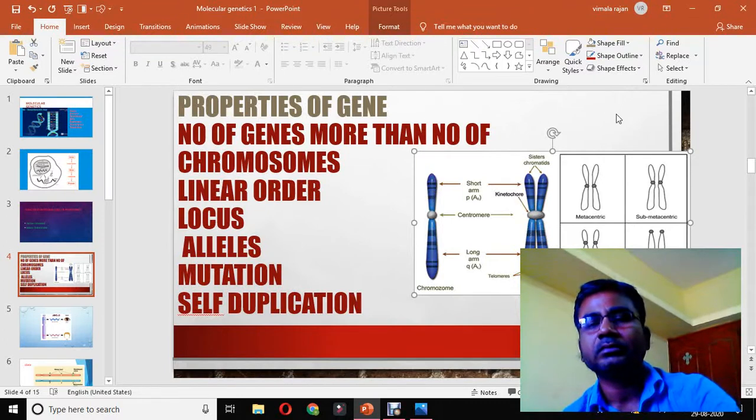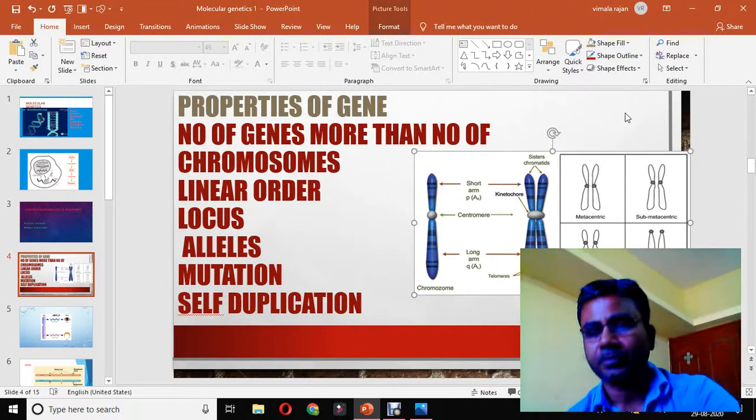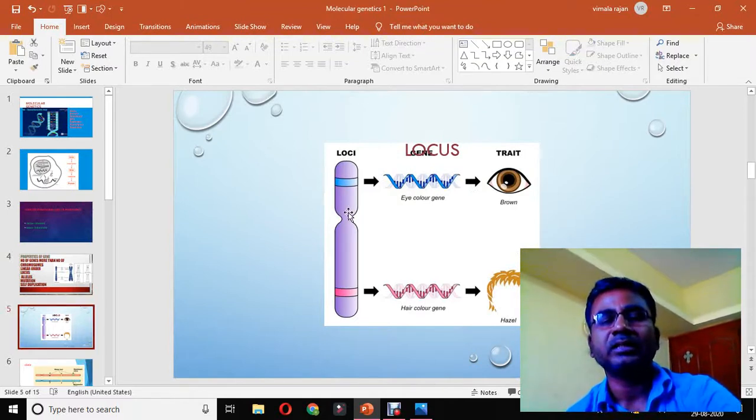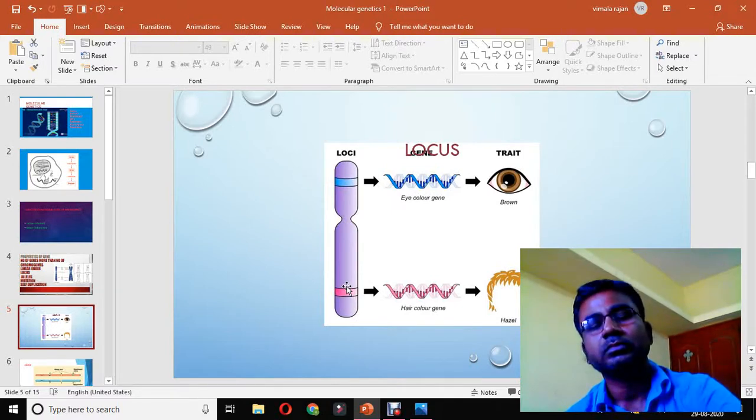Genes are found in specific positions in the chromosomes. That is the locus. Look at this: this is one chromosome. In a chromosome, this is one locus, and here is another locus. Locus means the location of a gene in a particular place in the chromosome.